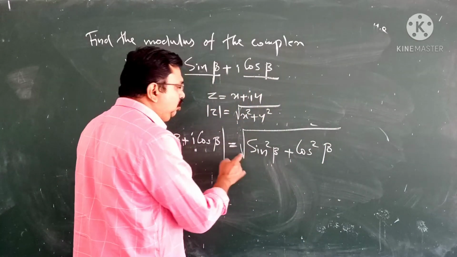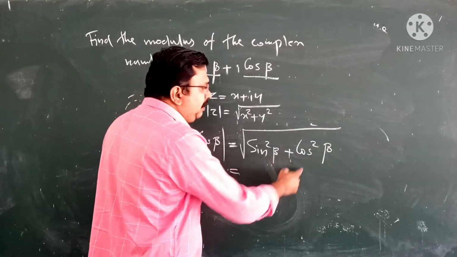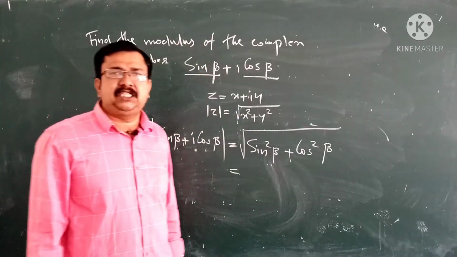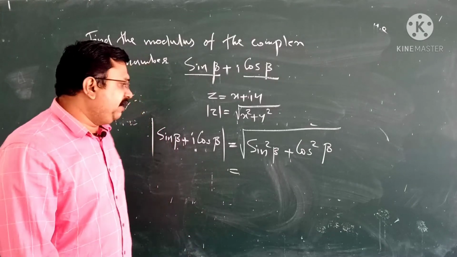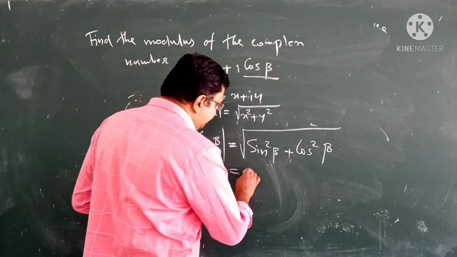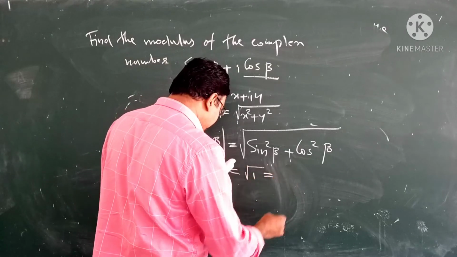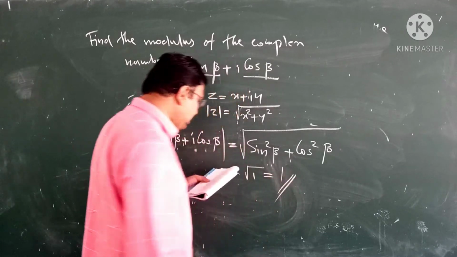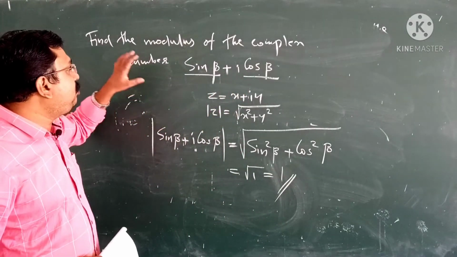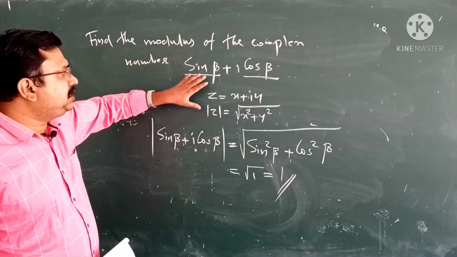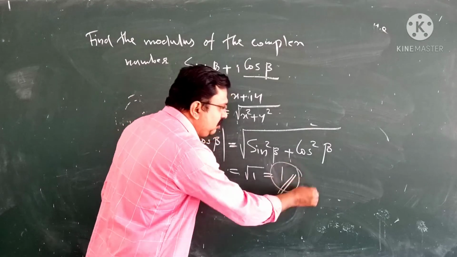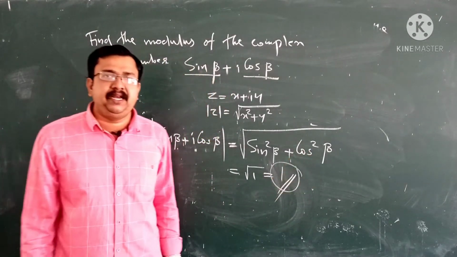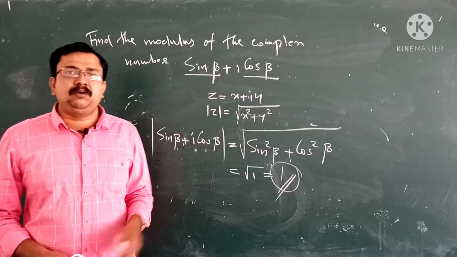That is root of sin square beta plus cos square beta. What is sin square beta plus cos square beta? We know that is 1. Therefore, root 1 is equal to 1, which is the final answer. Therefore, the modulus of the complex number sin beta plus i cos beta is 1. Okay, got the idea? Please write down in your notebook.